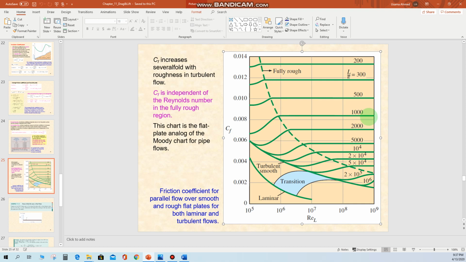What does it mean here? That the coefficient of friction will become a function of only the relative roughness. This chart is a flat plate analog of the Moody chart for the pipe. So this chart is quite similar to what we studied in the Moody chart.